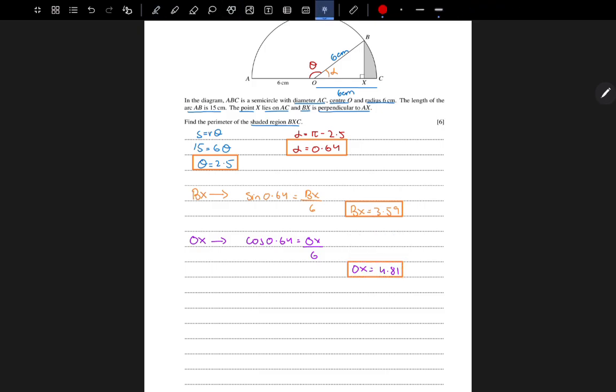Now that we know OX equals 4.81 and OC is 6 cm, we can simply subtract these together in order to find CX, and CX will be equal to 6 minus 4.81, which will give us CX equals 1.19.